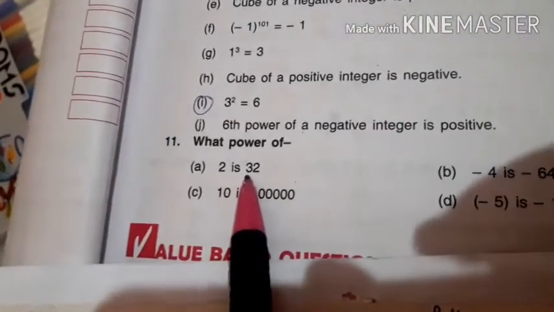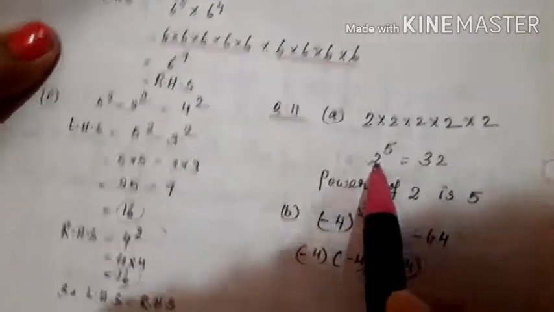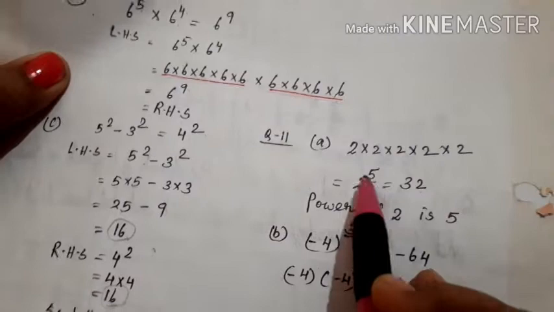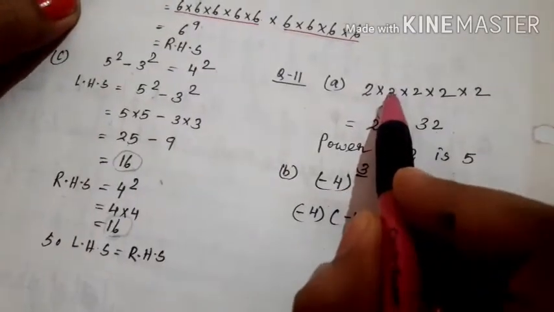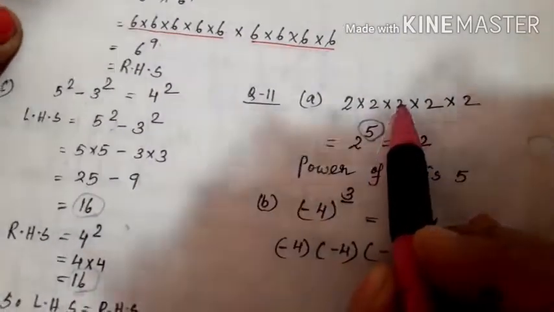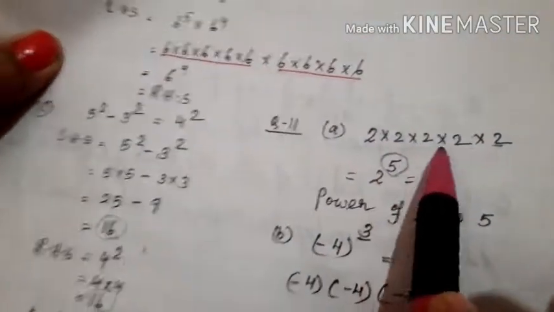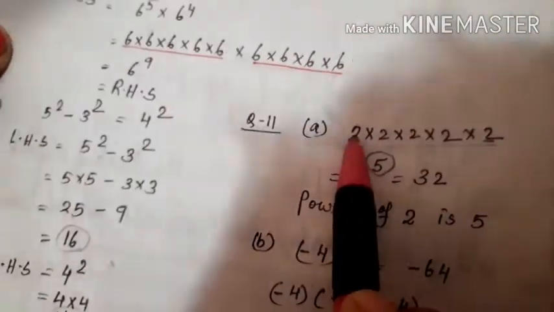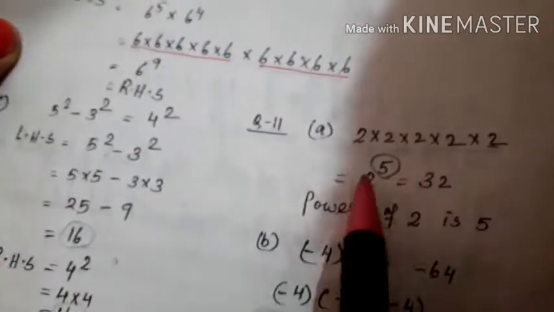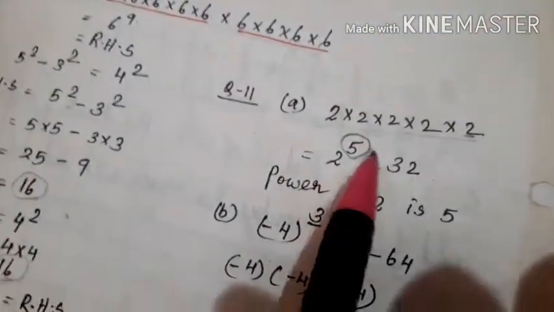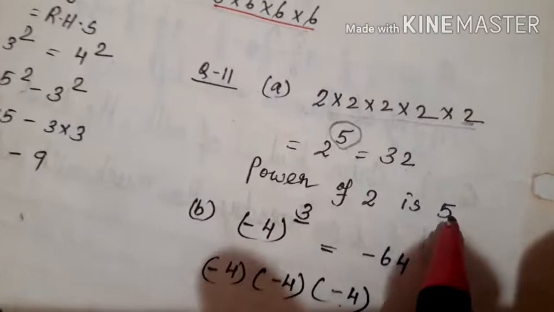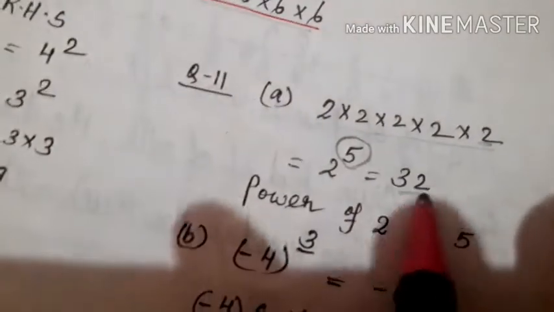Then question number 11. What power of 2 is 32? It means what will be the power of 2 for which you will get 32. 2 into 2 is 4, 2 times 4 is 8, 2 times 8 is 16, 2 times 16 is 32. How many times is 2 multiplied here by itself? 1, 2, 3, 4, 5 times. Okay. Then you can say the power of 2 is 5, then you will get 32.